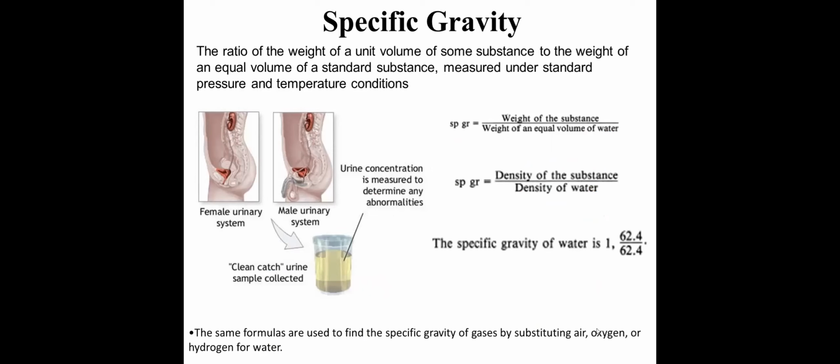Specific gravity is equal to the weight of a substance divided by the weight of an equal volume of water, water being our standard substance. And then we would have experimental conditions to keep the pressure and temperature constant or be standard also. So we can translate this as a density also. It's the same idea. Density of the substance divided by the density of water is equal to the specific gravity. The specific gravity of water obviously is 1.